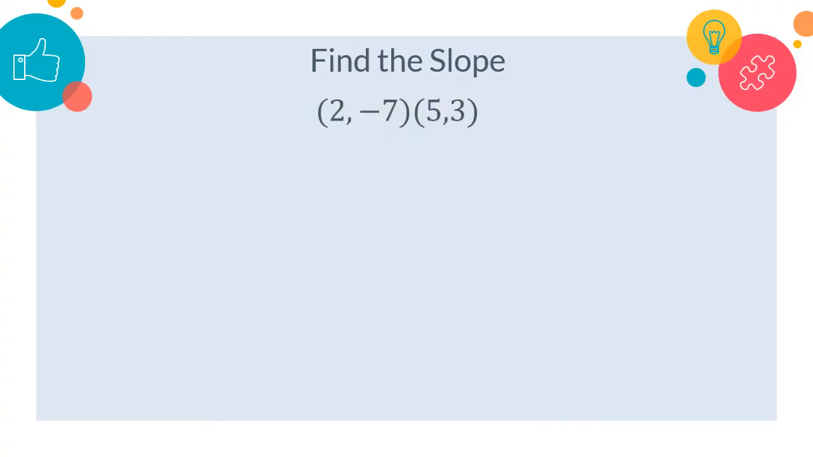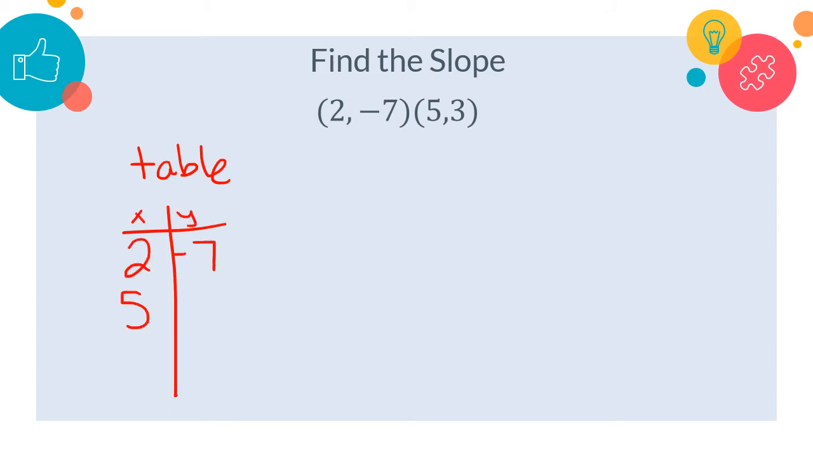Let's explore finding the slope between 2 points. Now on each of these you have 2 options. The first is you could turn it into a table if that's what you're comfortable with, meaning my x and y values are paired up. Or the second option is to use the formula. Remember, the formula is y minus y over x minus x.